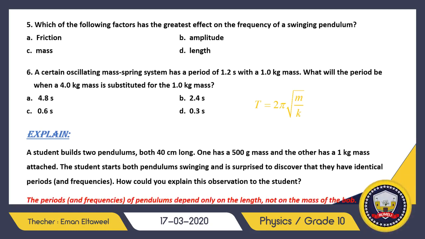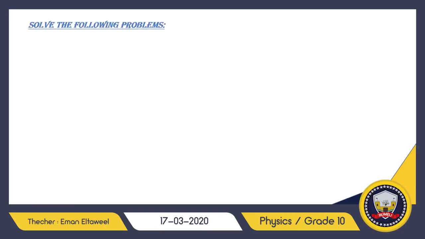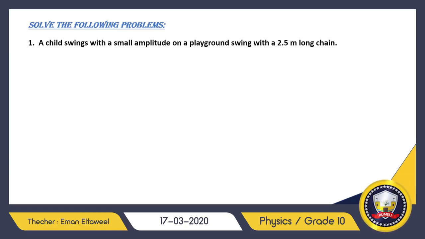So the periods and frequencies of pendulums depend only on the length, as we have said before, not on the mass of the bob. That's why they are identical in both frequencies and periods. Okay? Let's solve some examples or some problems on this section.